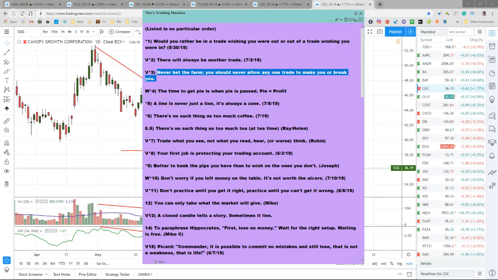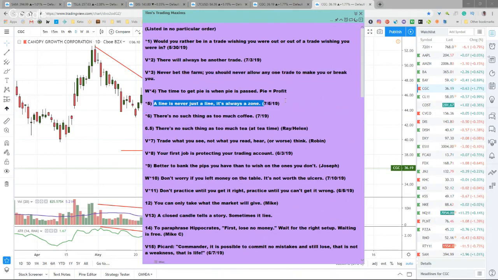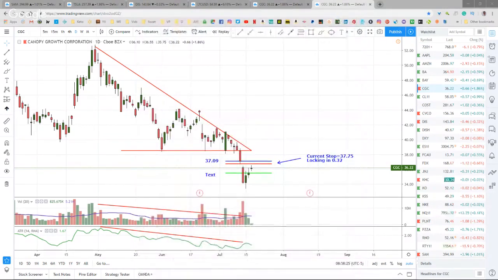This one was big for me: never just a line, it's always a zone. You'll hear me say that one a lot, and so on. So these were all really helpful to me in my trading journey, and I picked those up over years.